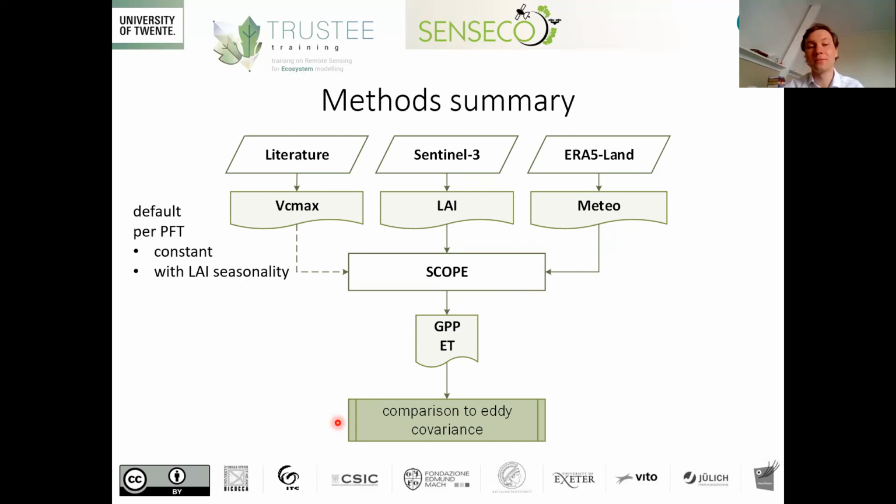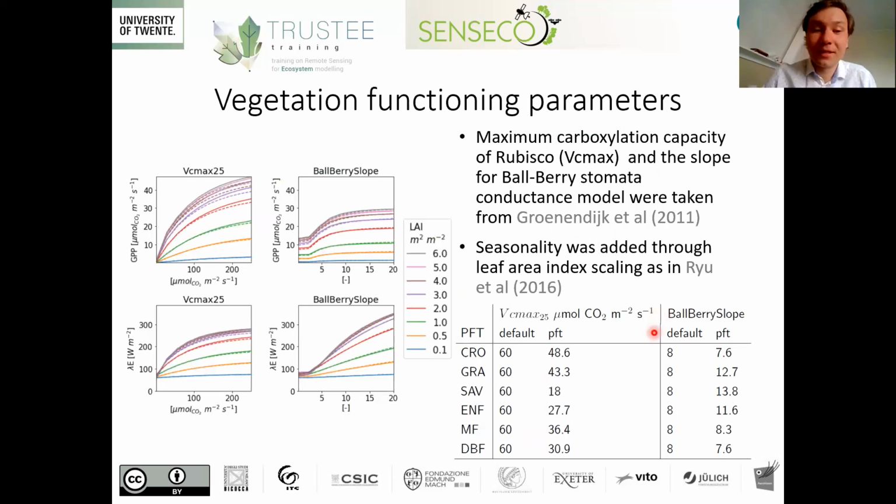Let's go one by one on how we got those parameters. First one is vegetation functioning. And here you can see in the table the values that we used: the maximum carboxylation capacity parameter, the slope of the photosynthesis model, and the Ball-Berry slope of the stomatal conductance model across six plant functional types: cropland, grassland, savannas, evergreen needle-leaf forest, mixed forest, deciduous broadleaf forest. The default values are 60 and 8, and those values you can find in the paper of Groenendijk et al. in 2011.